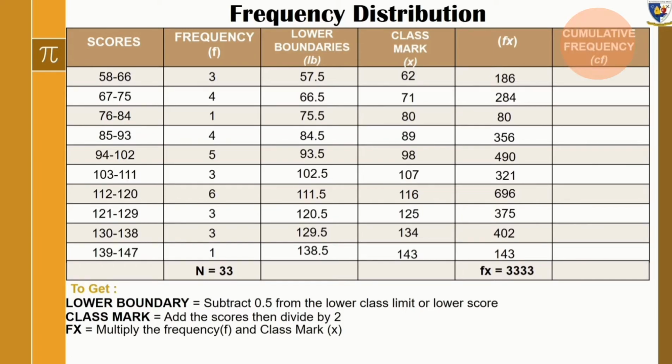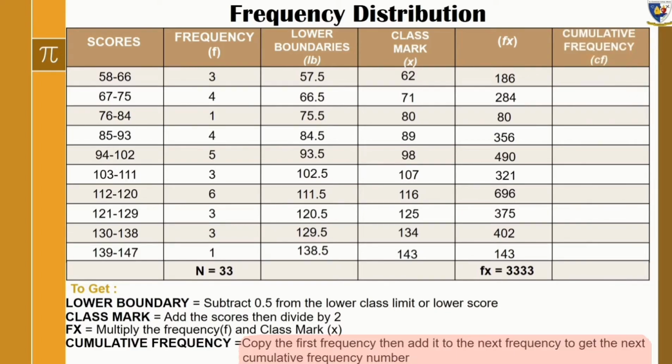Last is cumulative frequency. I state here to copy the first frequency, then add it to the next frequency to get the cumulative frequency number. So we just need to copy the first frequency, which is 3, then add it to the next frequency, which is 4. So 3 plus 4 is equal to 7. And we will just repeat the same process until the last class. The last number should match the value of n, which is 33.